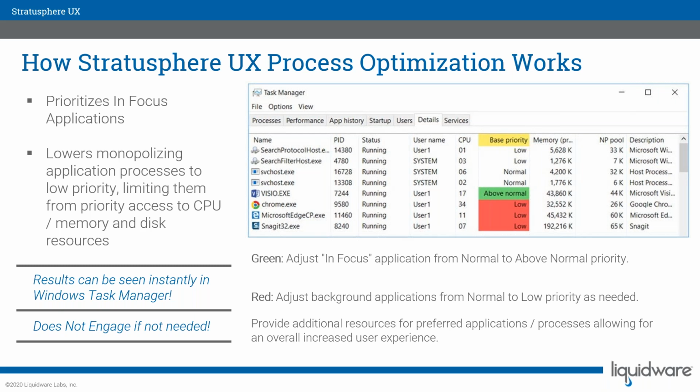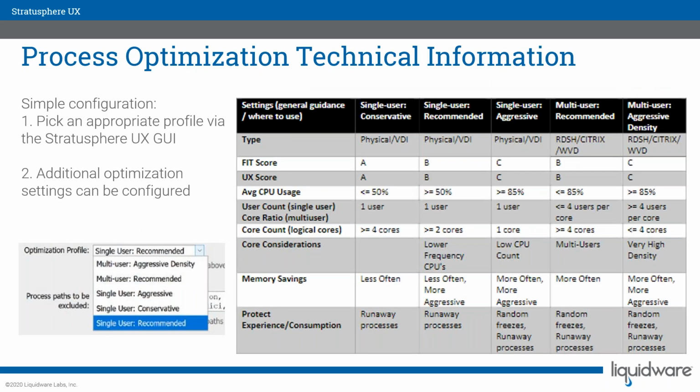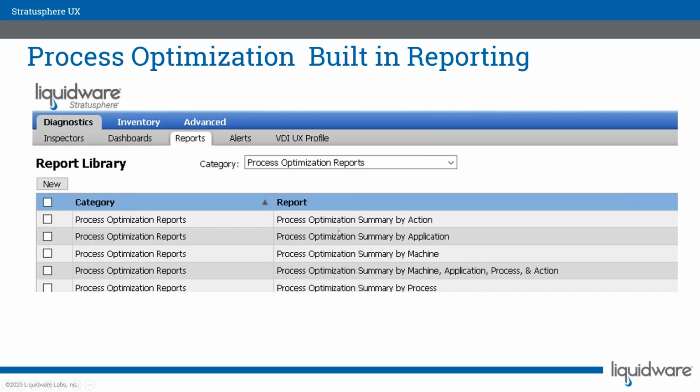Okay, great. Let's see, here's another question. Does Optimizer have any reports on what it is doing? Yep, we covered that. So in Stratusphere, under the report section, there's a category called Process Optimization Reports. This lets you know what's going on, what actions it's taking, things like that.